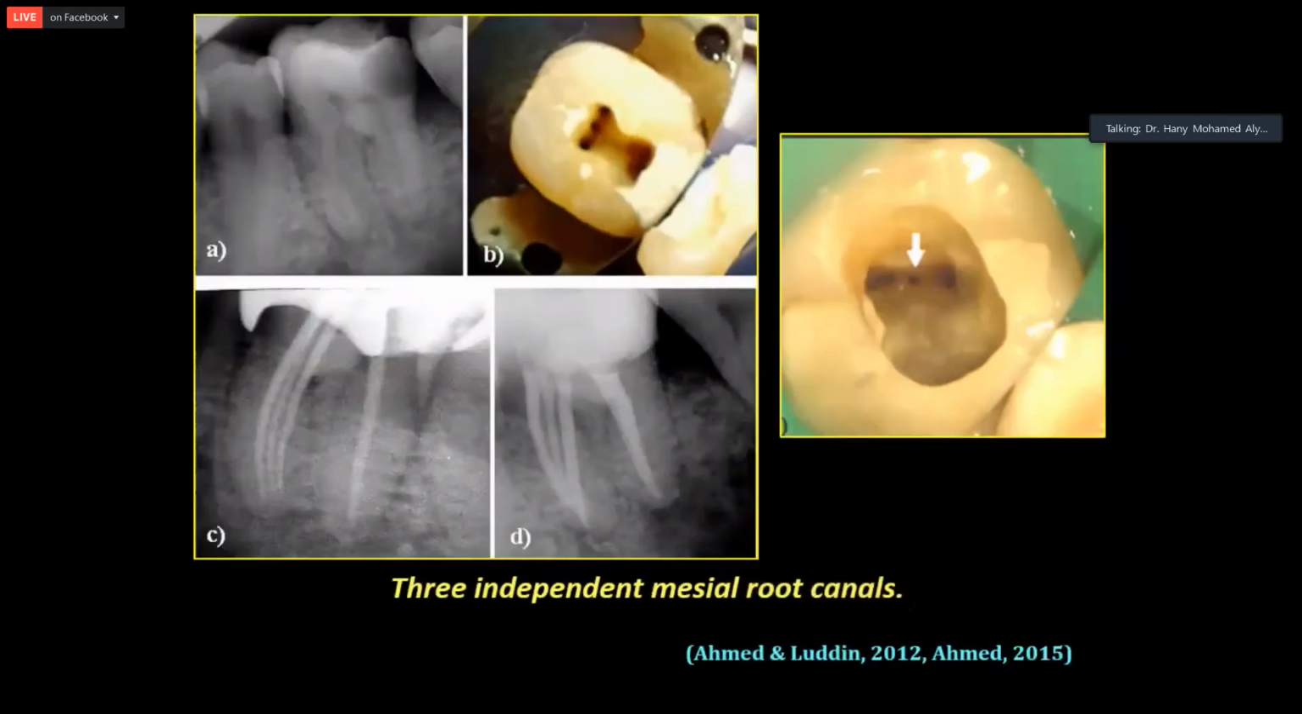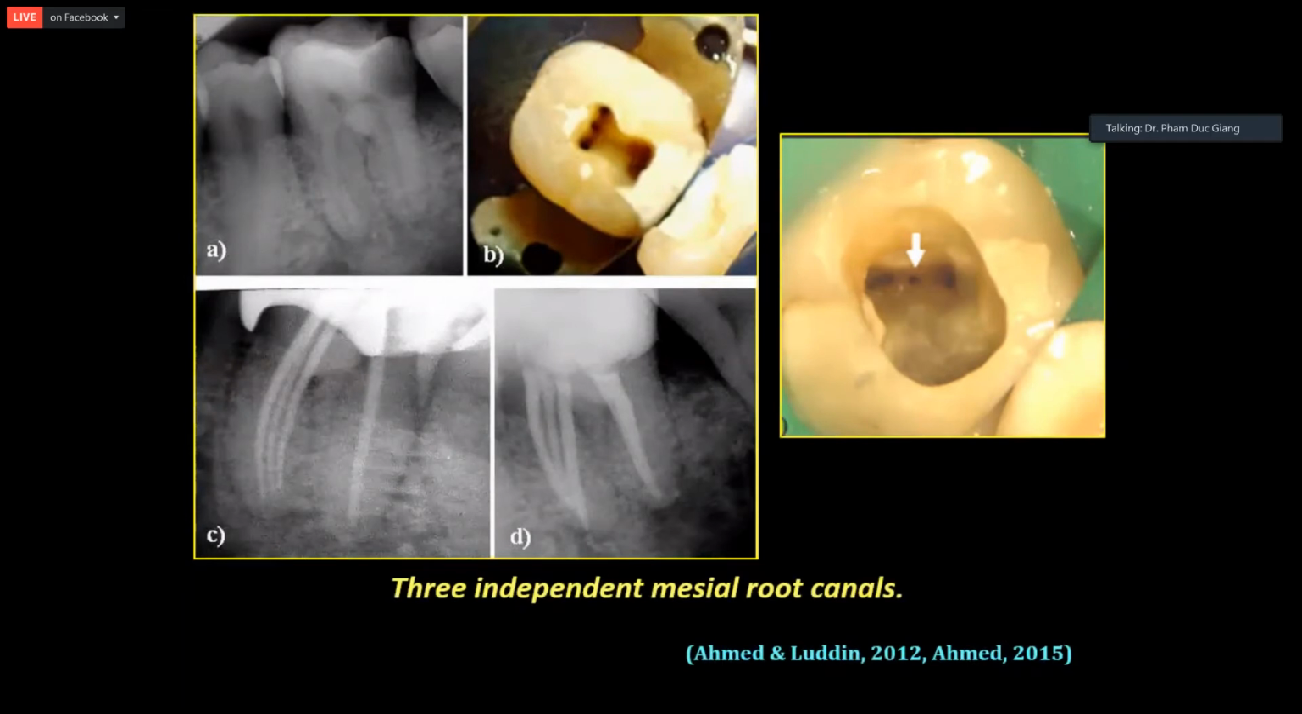However, sometimes we can have the middle mesial canal, which is located in the mesial root, and as shown here in this clinical case, there are 3 canals in the mesial root, and this usually is identified by some sort of magnification, such as loupes, and the troughing between the mesiobuccal and mesiolingual canals.